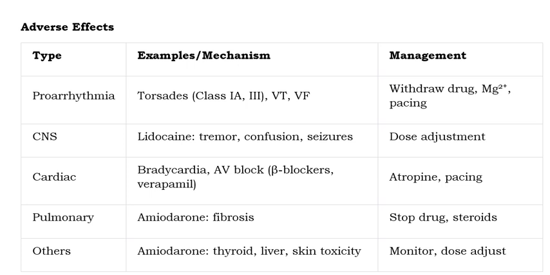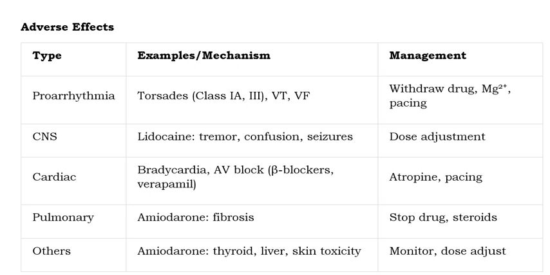Okay. What other kinds of side effects? Well, you can get CNS effects, especially with lidocaine: tremors, confusion, even seizures if the level gets too high. Dose adjustment is key there. Cardiac effects, too. Beta blockers, verapamil, they can slow the heart rate too much, cause bradycardia, or block the signal between the atria and ventricles. AV block. Might need atropine or pacing if that happens.